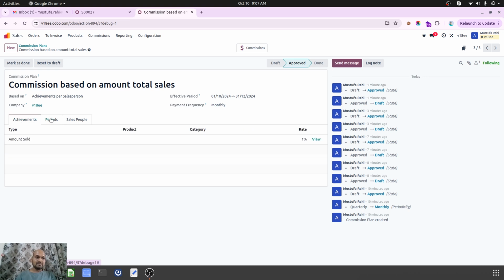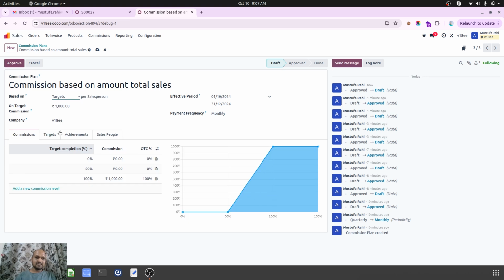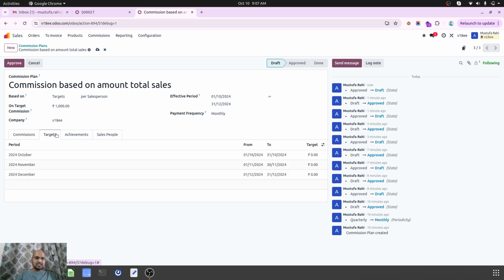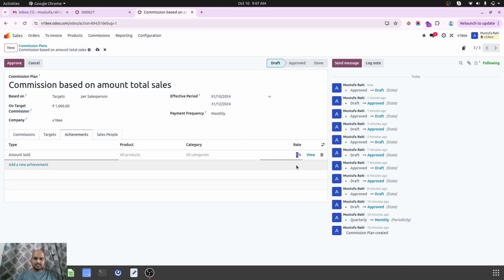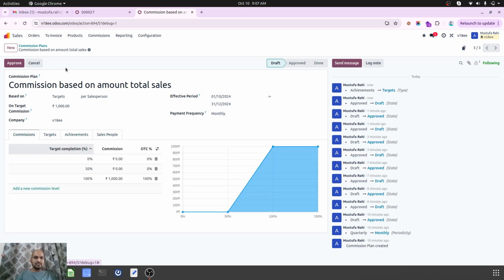Now let's change it and make a target-based commission for the same salesperson, where the target is, let's say, 10,000 rupees, whereby the commission is 1000 rupees based on achievement of target. I would like to offer, let's say, 5% commission based on target. This is how I would like to give a target-based amount to my salesperson, where he will be eligible to get 1000 flat commission based on his target.